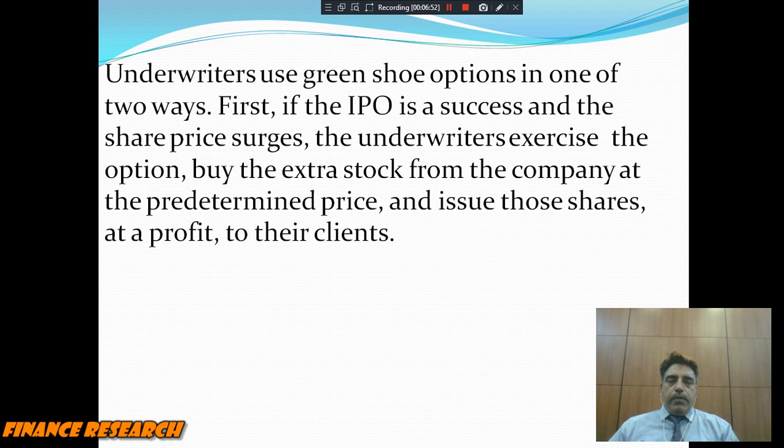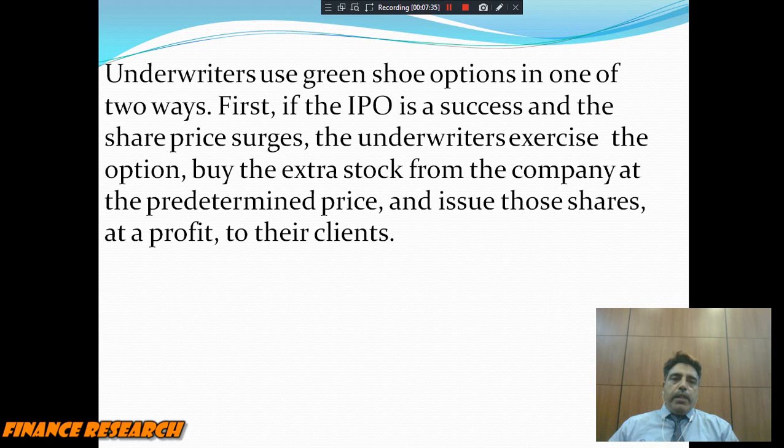Then the role of underwriters or the investment bankers comes. They exercise the option. What will they do? They will either buy or borrow the extra stock. What is that extra stock? That should not be more than 15%, because in the SEC or in different countries there are some regulatory bodies, okay, so they monitor each and every activity by the company and the activities of the merchant bankers or the investment bankers. So only 15% of the IPO size can be used in order to stabilize the prices in the secondary market.